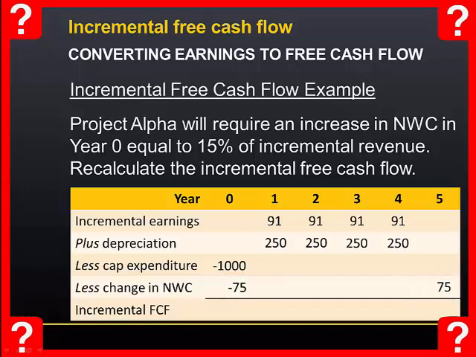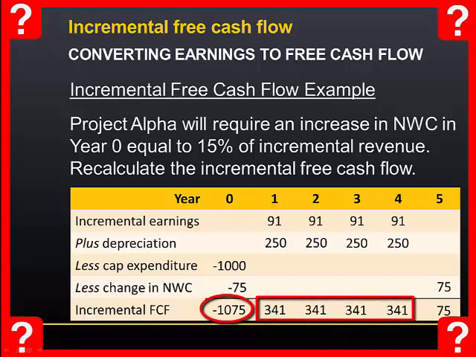So the incremental free cash flow for each year of the project is negative $1,075 in year 0, $341 each year from years 1 to 4, and $75 in year 5 after the project is completed.